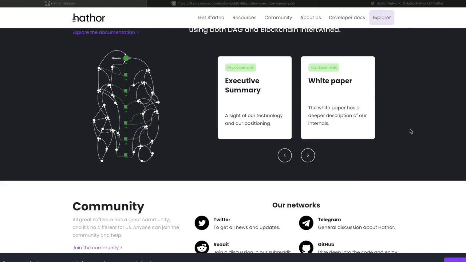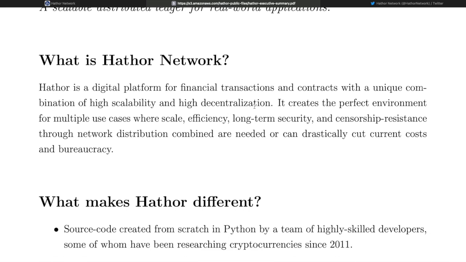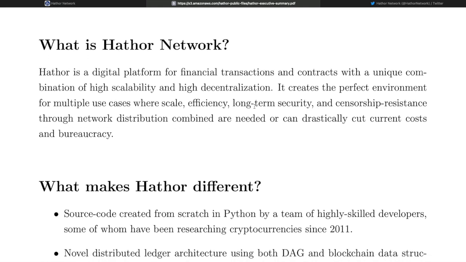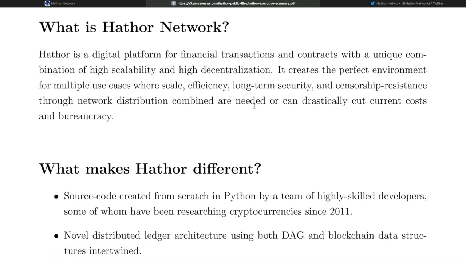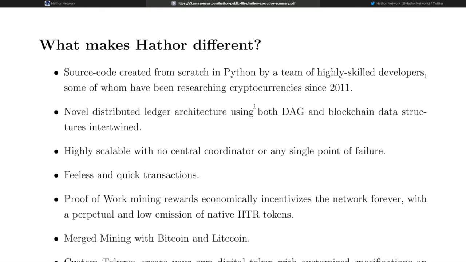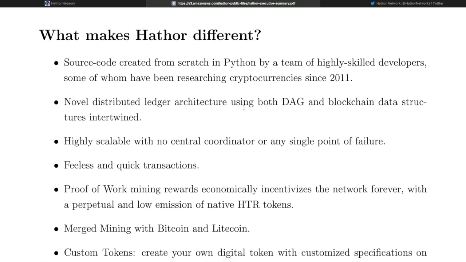Really interesting. Okay, so taking a look at their summary here, you can see Hathor is a digital platform for financial transactions and contracts with a unique combination of high scalability and high decentralization. It creates the perfect environment for multiple use cases where scale, efficiency, long-term security, and censorship resistance through network distribution combined are needed or can drastically cut current costs and bureaucracy. What makes Hathor different? Source code is created from scratch in Python by a team of highly skilled developers, some of whom have been researching cryptocurrency since 2011.